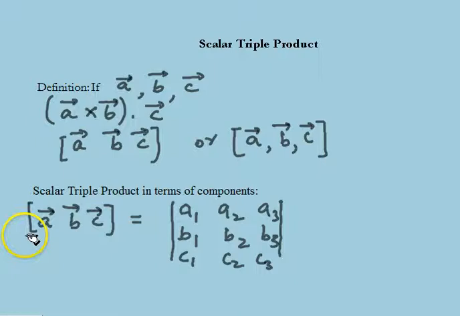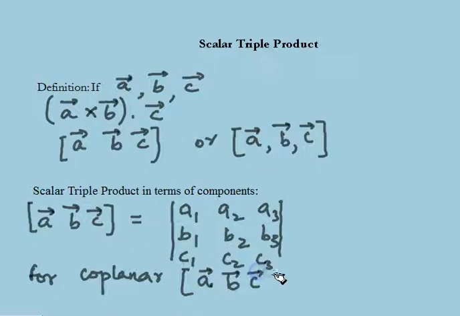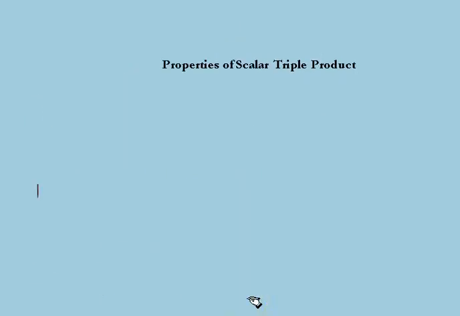Now, for the three non-zero and non-parallel vectors A, B and C to be coplanar, this scalar triple product should be equal to 0. That means for these three vectors to be coplanar, the scalar triple product [A B C] should be equal to 0. This is the necessary and sufficient condition for three non-zero and non-parallel vectors A, B and C to be coplanar. Next we are going to discuss the properties of scalar triple product.